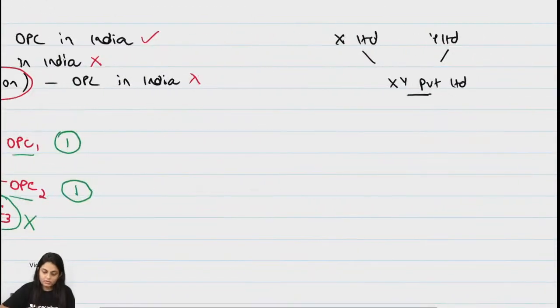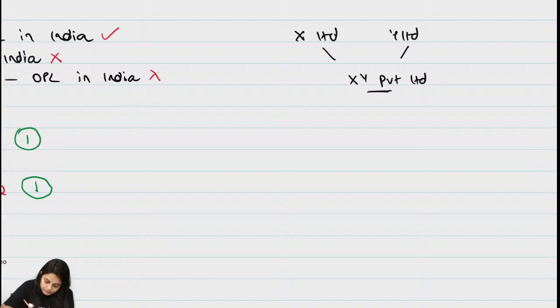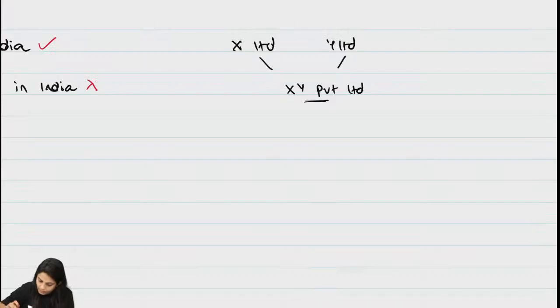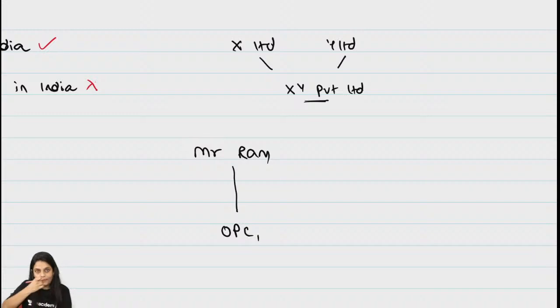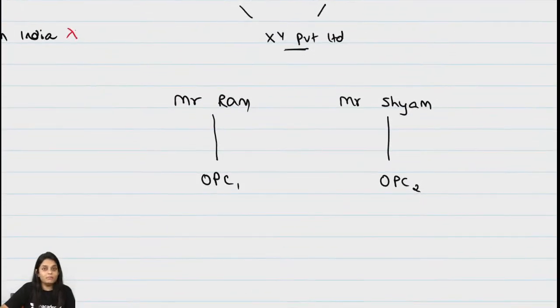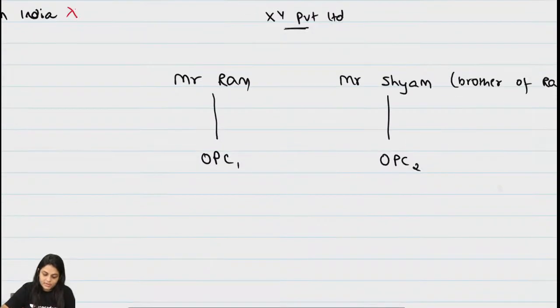Now let us take a situation. Let us say Mr. Ram started an OPC, and he had a brother, Mr. Shyam, and Mr. Shyam started another OPC. Can they do so? Mr. Ram started 1 OPC and Mr. Shyam, his brother, started another OPC. Can they do this? Yes or no?